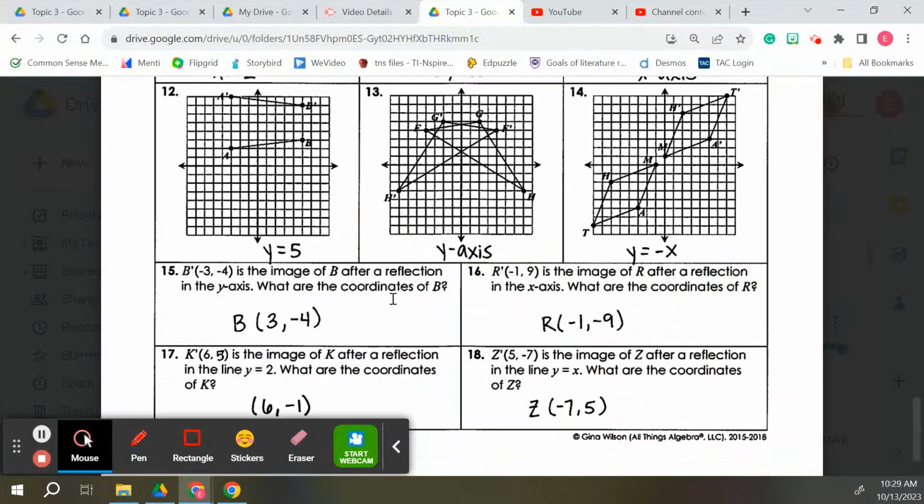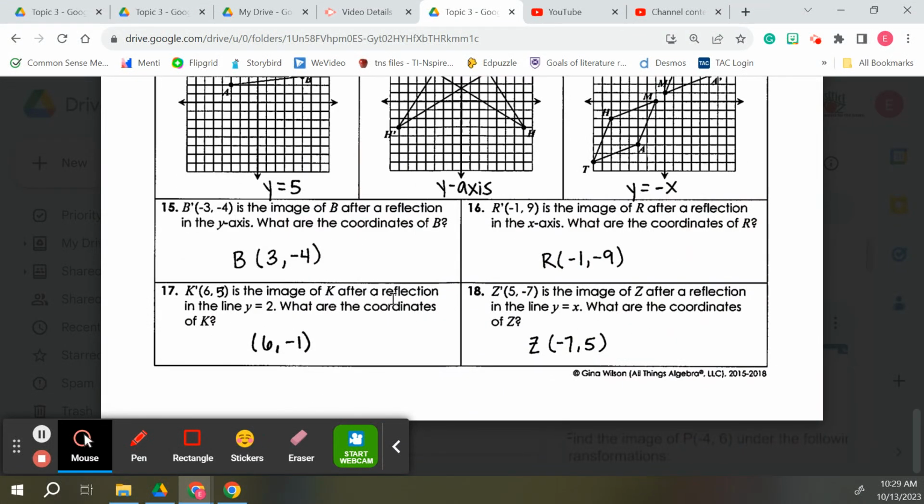We did 9 through 12, and then here's 15 through 18. Oh, 18 you were not supposed to do. You don't need to worry about 18. Any questions I can address for you guys? Anything at all, please help me help you.